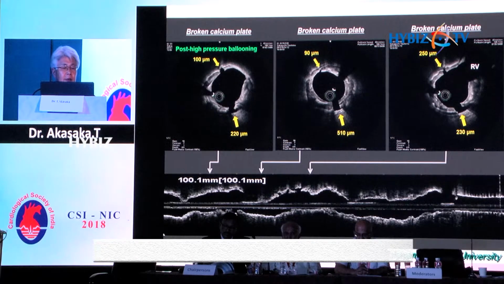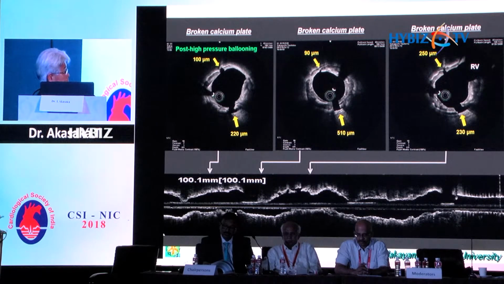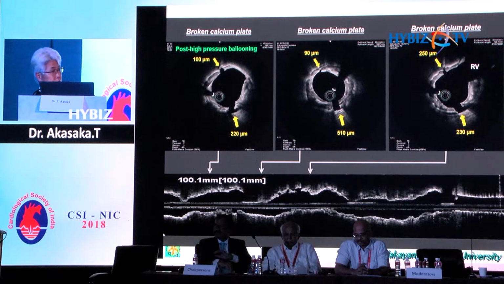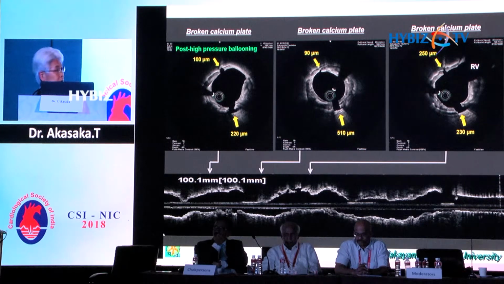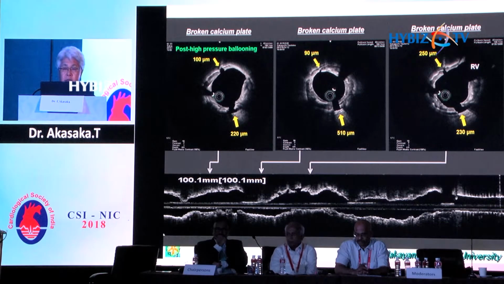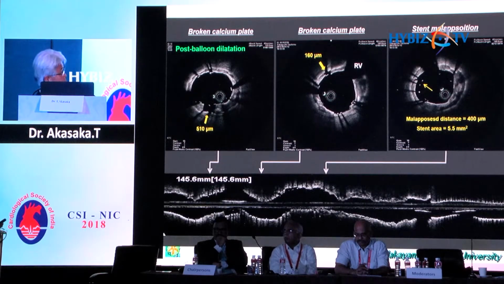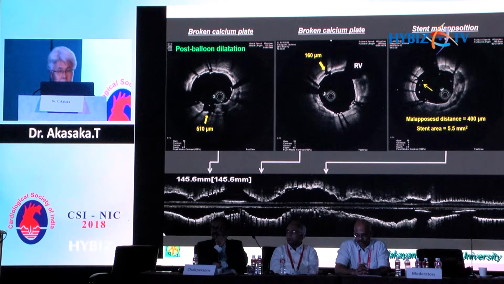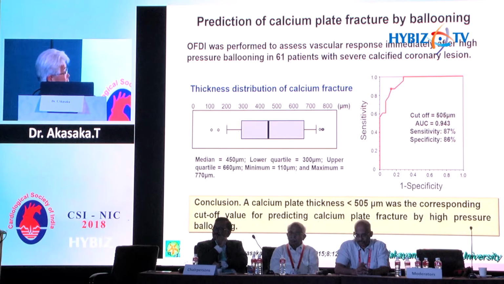And then if the calcium thickness is less than 500 micron, you can make a calcium crack using higher pressure. And if you have the crack, you can get a bigger stent area, as shown in this slide. If you put in a stent after higher pressure ballooning, it is very important to reduce in-stent restenosis. So the cutoff value for making a crack should be 500 micron based on this ROC analysis.